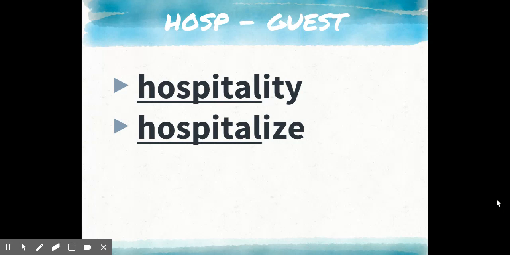Hospitalize, think of hospital, eyes. Probably another one, if you use your spelling rules, you can probably get eyes, hospitalize. So the I, the Z, and then put the E to make the I say its name.